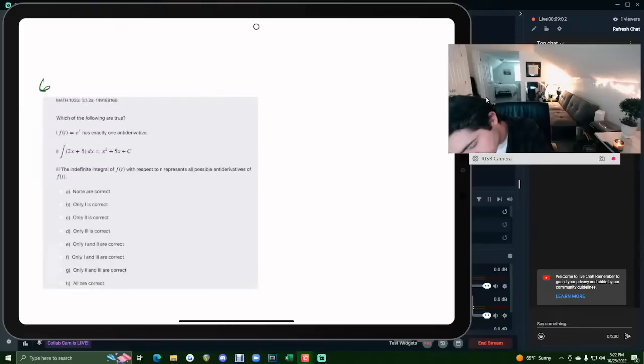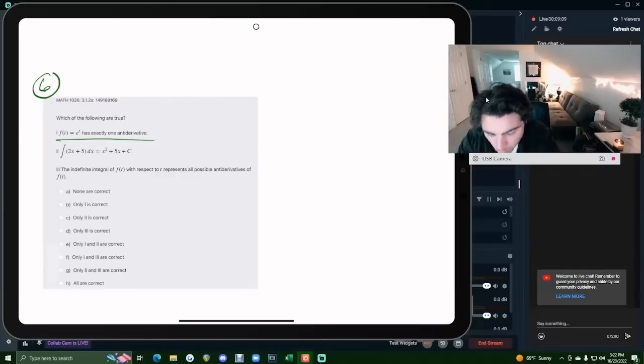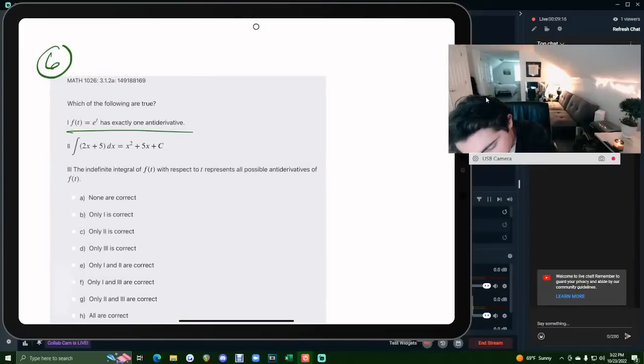Number 6. Have a little statement 1. They say which of the following are true, starting with 1. f of t equals e to the t has exactly one antiderivative. Now, don't be confused by the way they're asking this. To say it has exactly one antiderivative would be false.